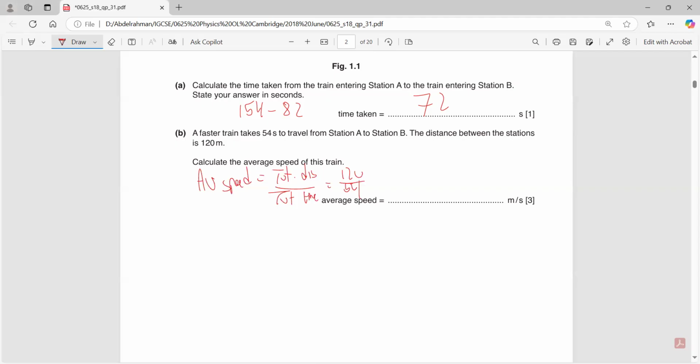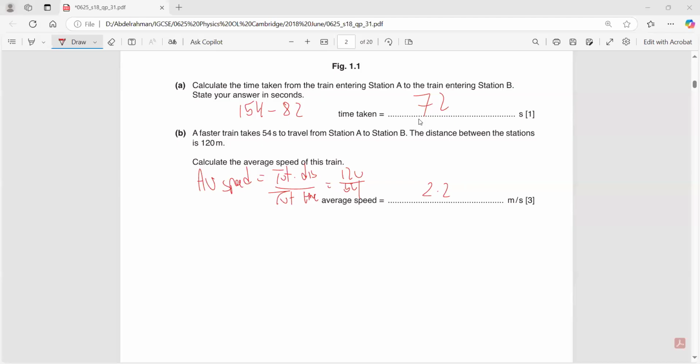So 120 divided by 54. Yes, distance over time. Well done. This would be around 2.2. 2.2 meters per second. Well done.